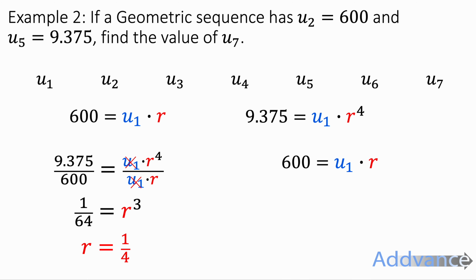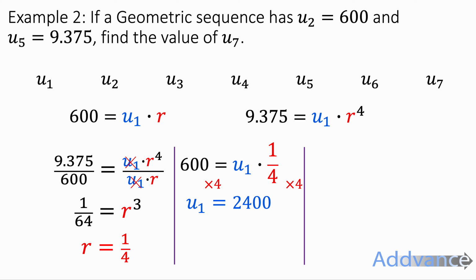Finally, let's find the first term. So 600 equals u1 times r, where r is 1/4. I'm going to get rid of the quarter by multiplying by 4, because that's the opposite of timesing by 1/4. And I get that 2400 is the first term, u1. So u1 equals 2400. Okay, I'm nearly there.